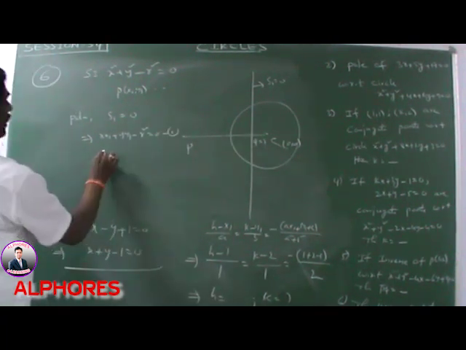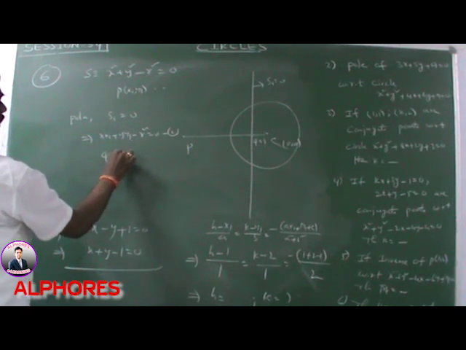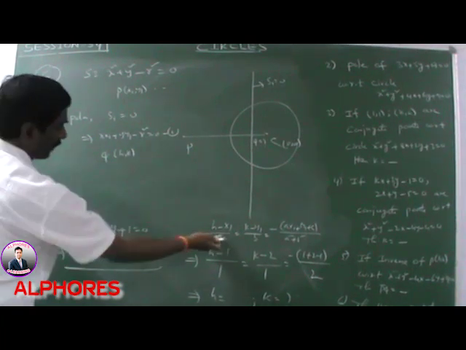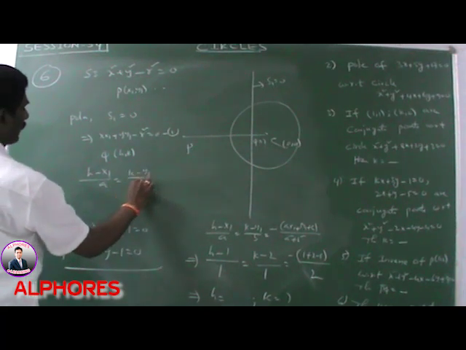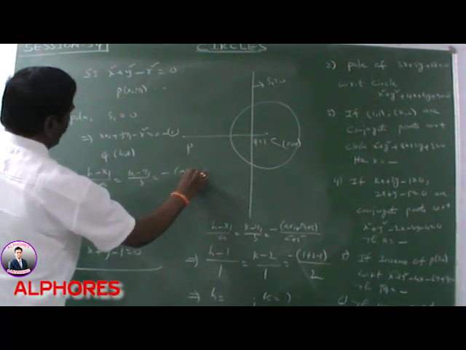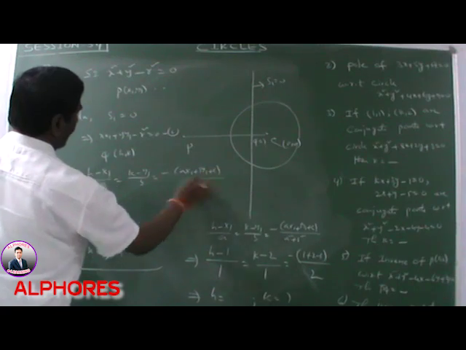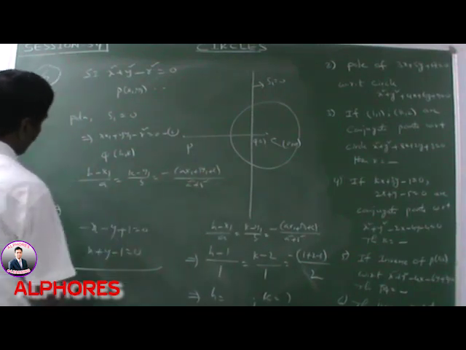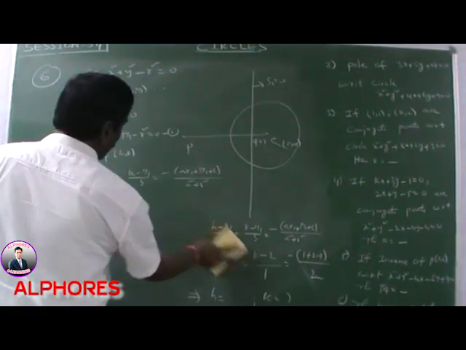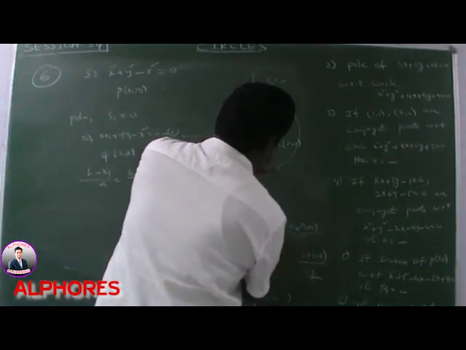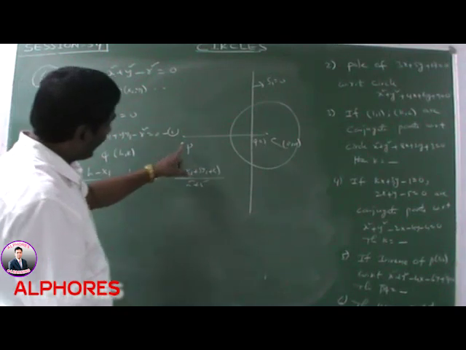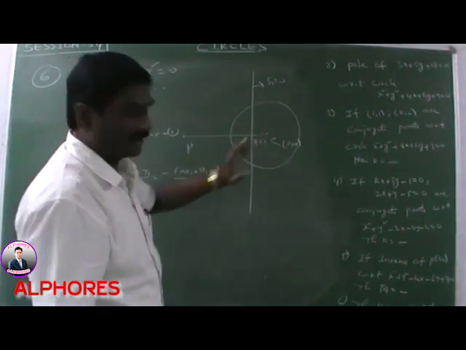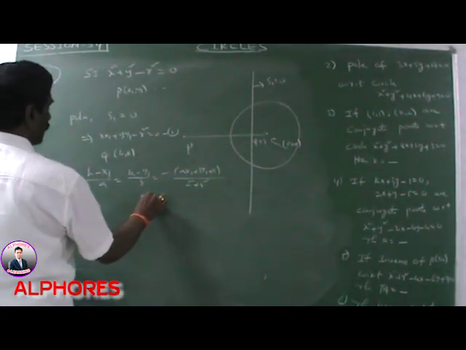Say Q is equal to (h, k), the inverse point. Same formula: (h minus x1) by a is equal to (k minus y1) by b is equal to minus of (ax1 plus by1 plus c) by (a square plus b square). Now we find the foot of the perpendicular from (x1, y1) to this line, or from (0, 0) to this line. Both are the same. For getting it easily, you take (0, 0). So put (x1, y1) is equal to (0, 0).